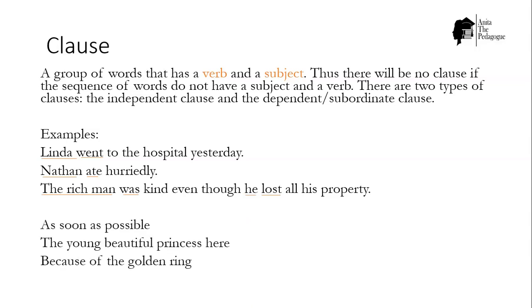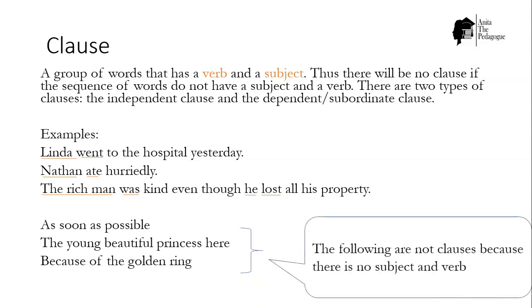Let's take a look at these other expressions. As soon as possible. The young beautiful princess is here because of the golden ring. Now you realize that there is no verb in these, and so we can confidently say that the following are not clauses because there is no subject and verb. Now let's move on to the subordinate clause.